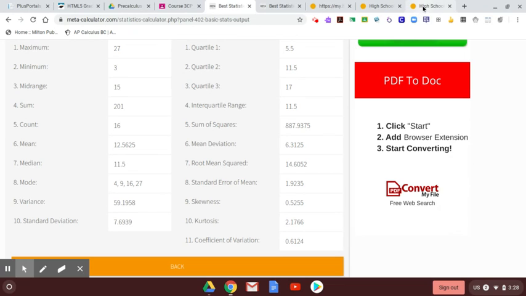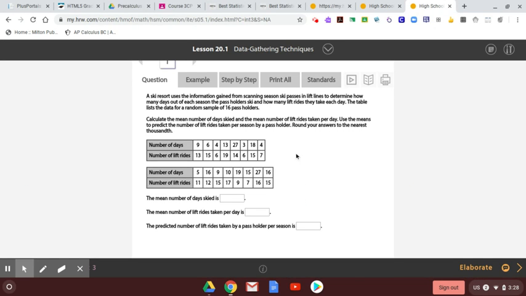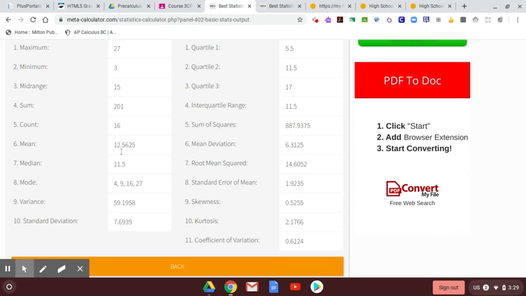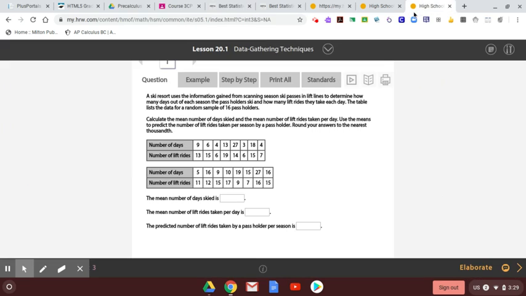So let's go back to the question and see what it says to round to. It says round your answers to the nearest thousandth. So that would be the third decimal place. So when I look at the mean, 12.5625, this 2, I'm going to round it up to be a 3. Now this is very specific because the way the online homework does it, you need to make sure that the numbers are exact. So 12.563. So let's type that in.